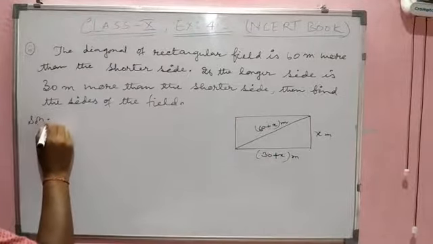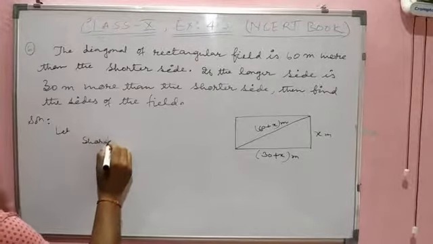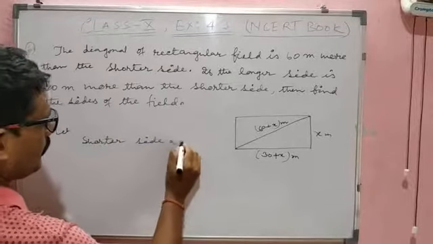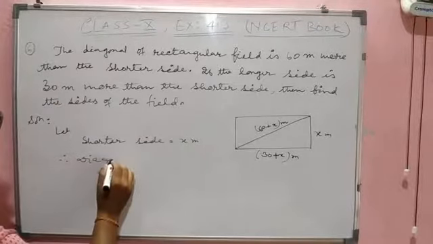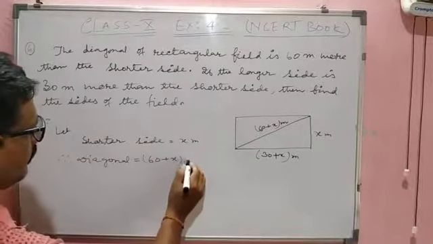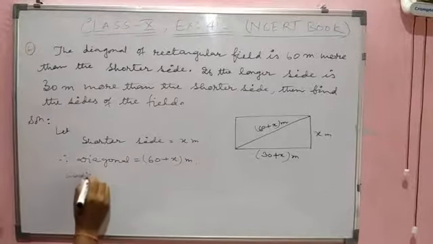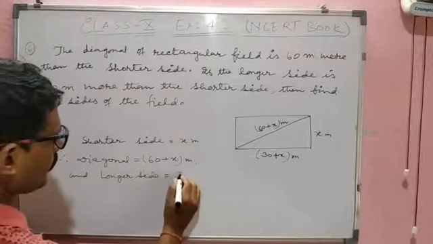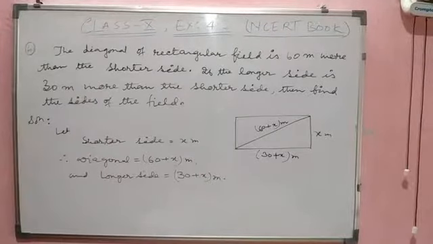So let the shorter side equal x meter. Therefore, the diagonal equals 60 plus x meter, and the longer side equals 30 plus x meter.